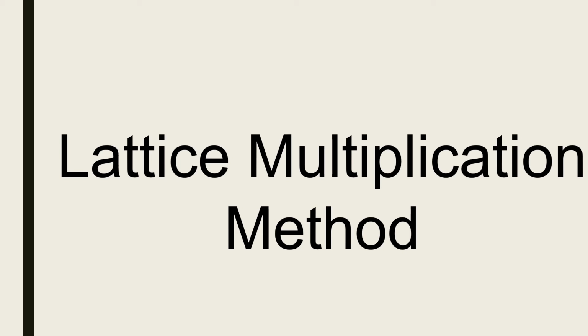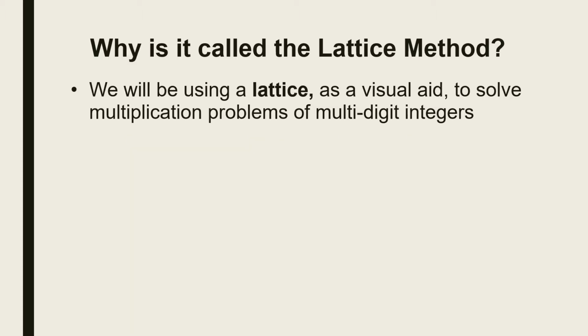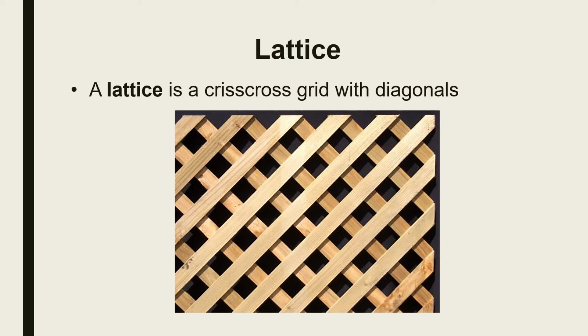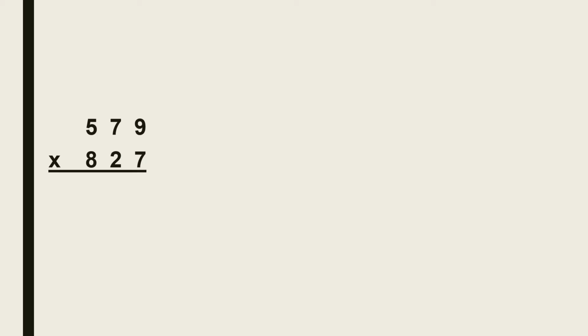Hey guys, in this video I will be going over how to use the lattice multiplication method to solve multi-digit integer problems. The reason why this method is called the lattice method is because we use a lattice structure as a visual aid to help us solve multiplication problems. A lattice is essentially just a crisscross grid with diagonals. But for our intents and purposes, it will be simple and look something like this depending on the two numbers we multiply. The example problem we are going to solve is 579 times 827.